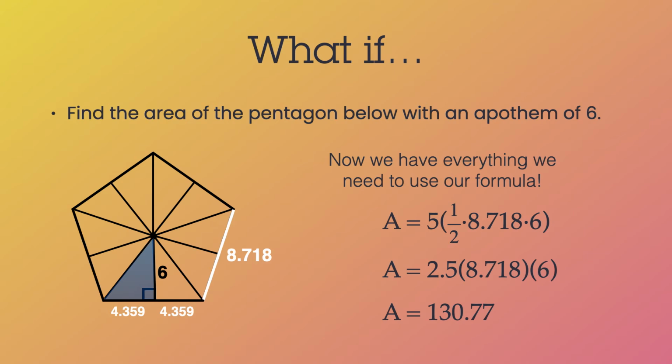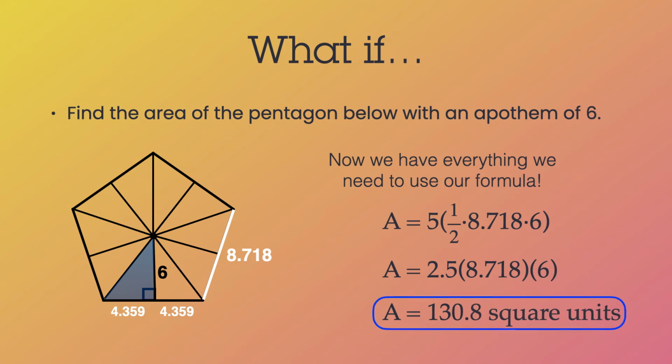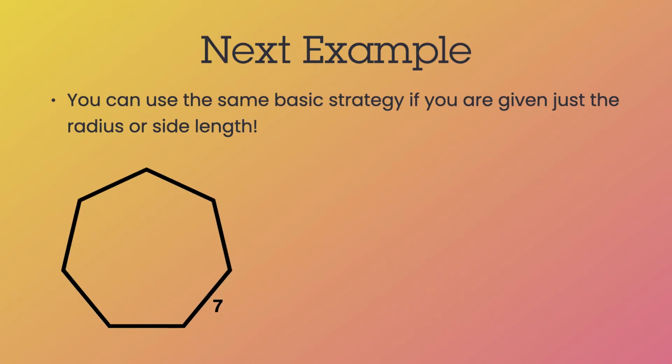So of course then for our final answer, we're going to round to the nearest tenth and throw our square units on there. So if you're given just the apothem, you can use some trigonometry and find the entire area. Here's another example. We're not given the apothem this time. We're just given a side length.